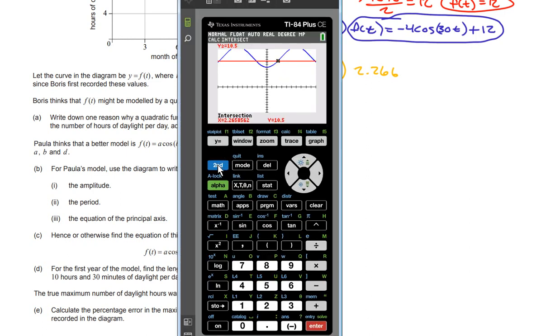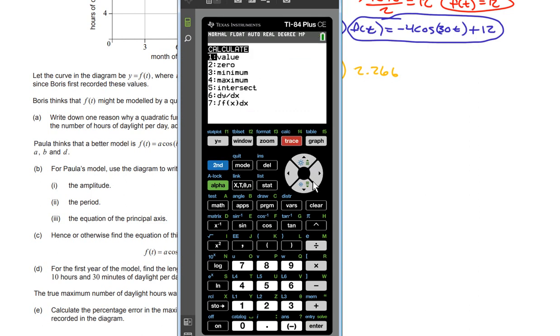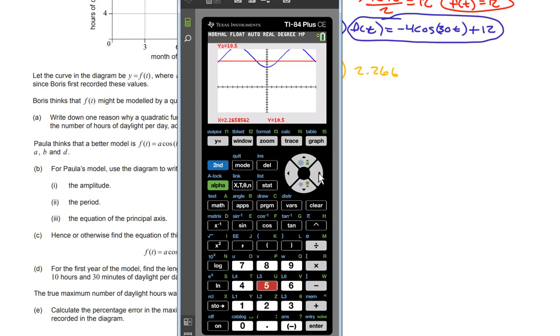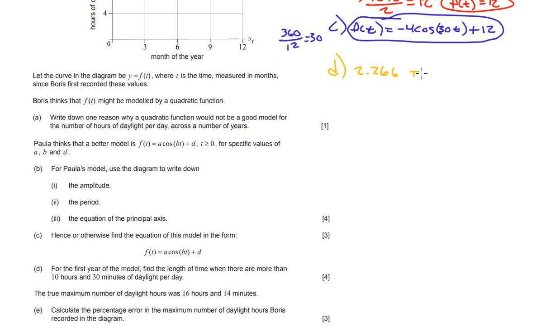So we'll do second trace. And again, we're going to find the intersection again. And now we're just going to want to move this thing over closer to the other intersection point. Otherwise, it's just going to give us the same point over again. So it's slowly moving over. There it is. First curve, yep, enter, goes to the red second curve, enter, guess, yep, enter one more time, and that gives us 9.734.